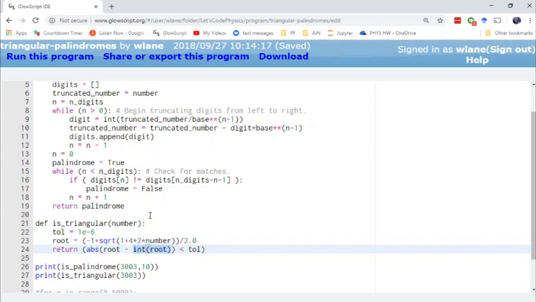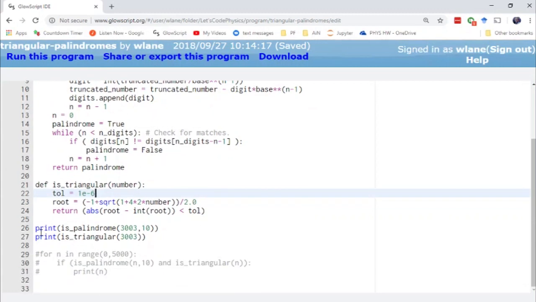Now, of course, subtraction with real numbers can be messy. There can be a little bit left over, like 10 to the minus 16. So we just set up a tolerance factor here of 10 to the minus 6. And so we're checking whether this difference is less than the tolerance. So basically, less than tolerance is being considered equal to 0. And so that means that this equation has an integer root, and that makes it a triangular number.